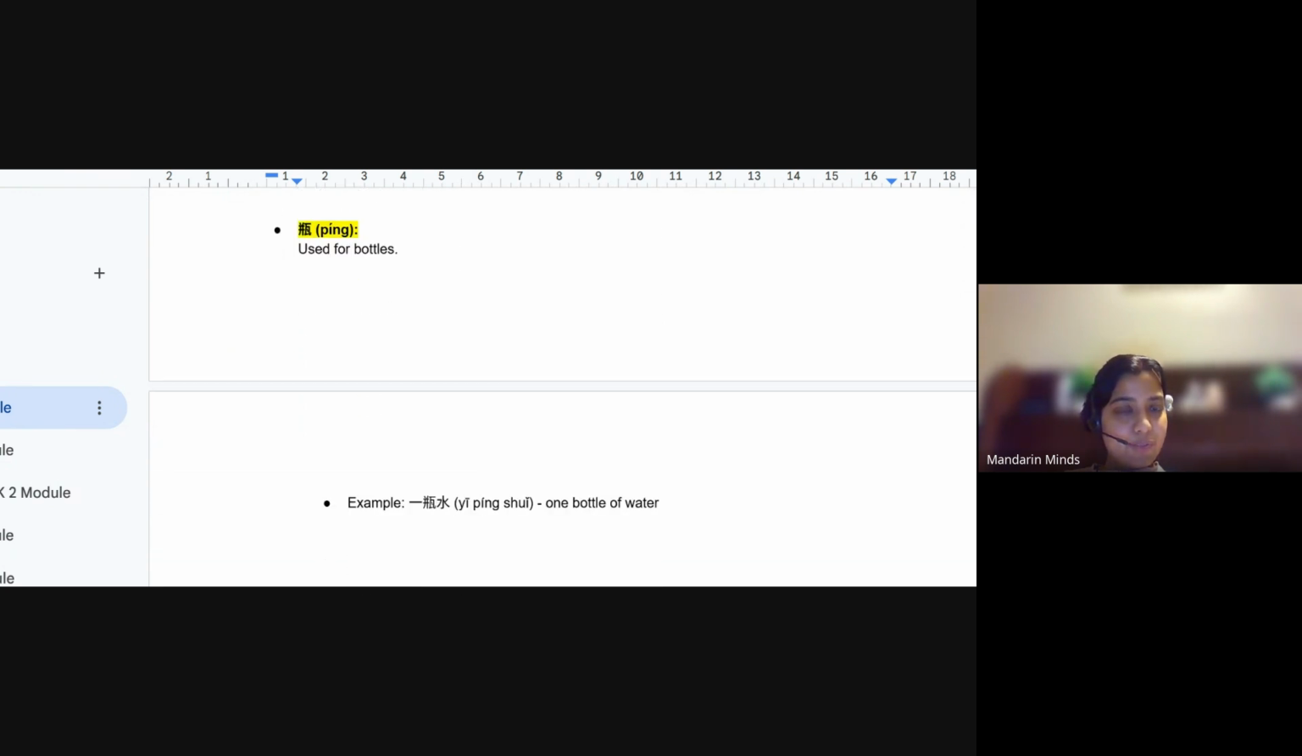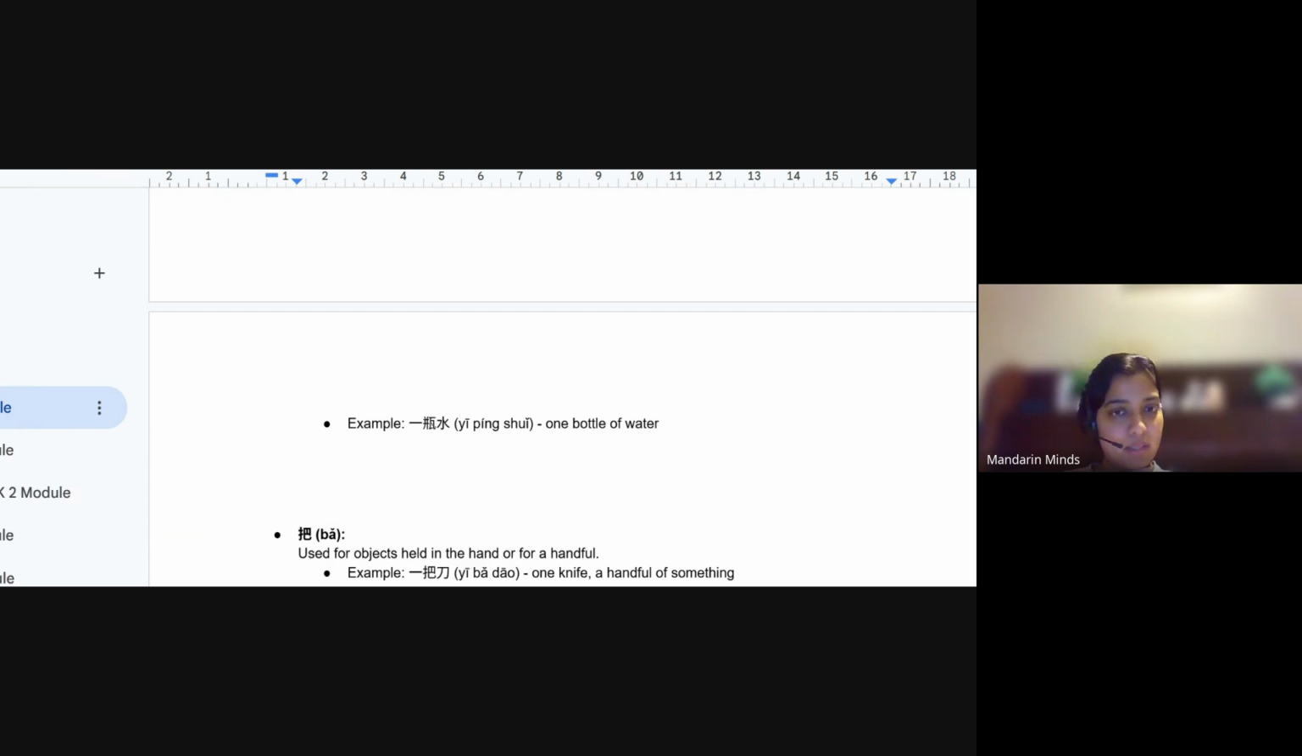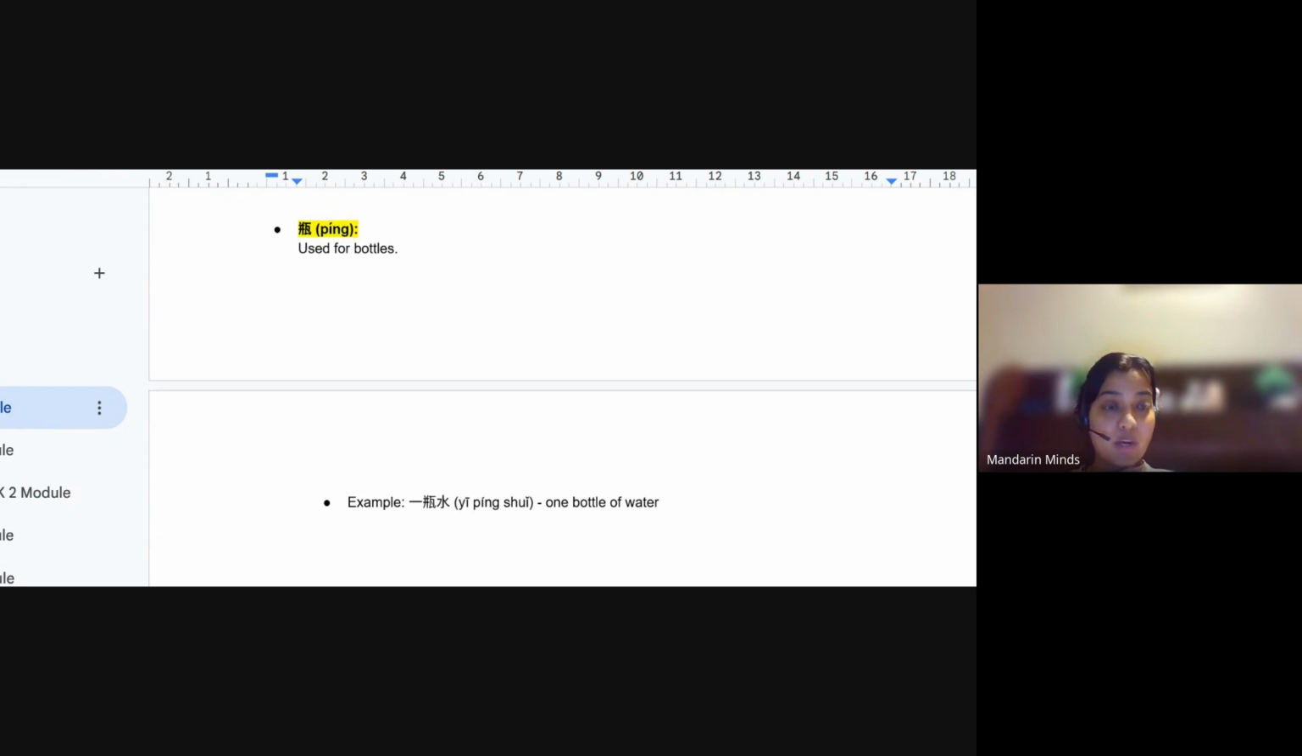Ping is used for bottles. When you are buying a bottle of something, you might want to use ping there for measure word to simplify, to say that you want a bottle of water. 一瓶水, 一瓶果汁, one bottle of juice.